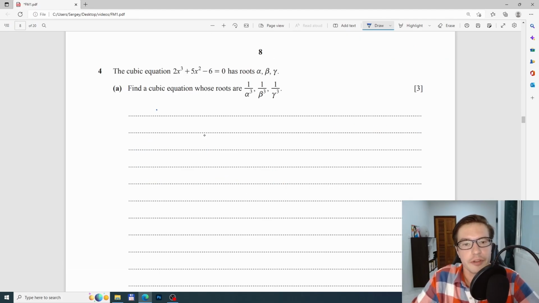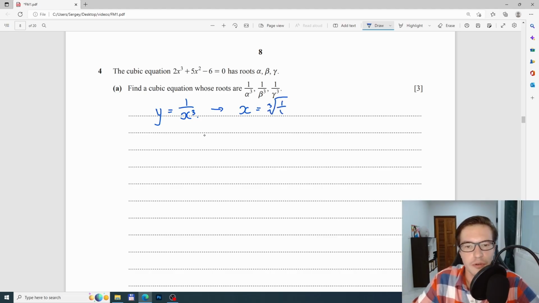Right, we have the equation which has the roots alpha, beta, and gamma. And we're looking for a new equation, so probably we're going to use a new variable, let's say y. And then the roots of the new equation should be 1 over the root of the previous equation. So that means I can just use a substitution. y equals 1 over x cubed. I will make x the subject. So x equals a cube root of 1 over y, or we can write it as x equals y to the power of -1/3.